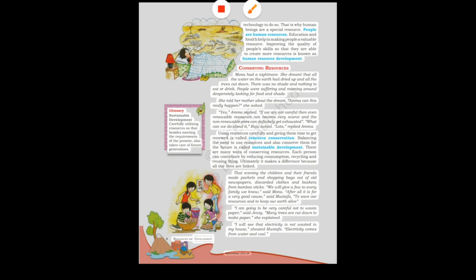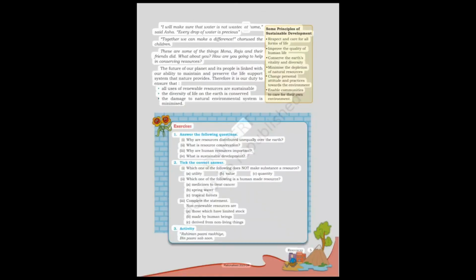"Make sure that water is not wasted at home," said Asha. "Every drop of water is precious." Some principles of sustainable development. Together we can make a difference. Respect and care for all. Improve the quality of human life. These are some of the things Mona, Raju and their friends did. What about you? How are you going to help conserve the Earth's vitality and diversity?